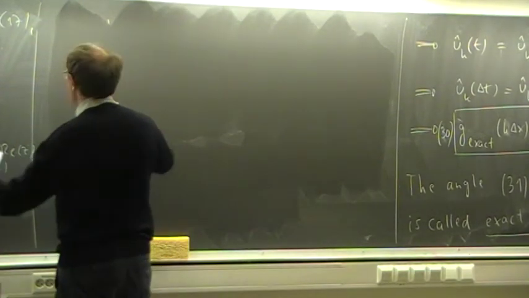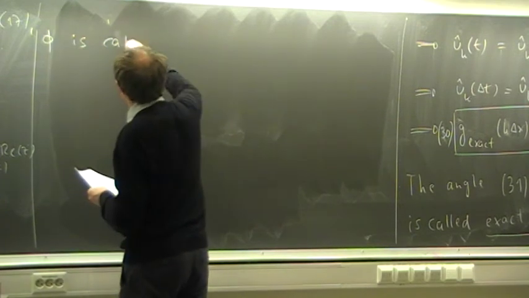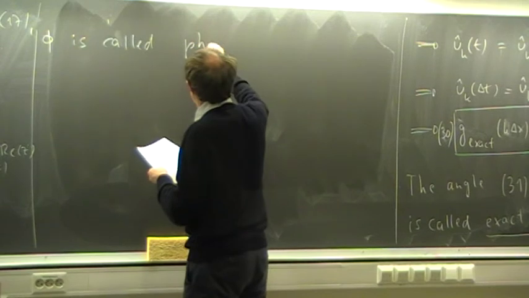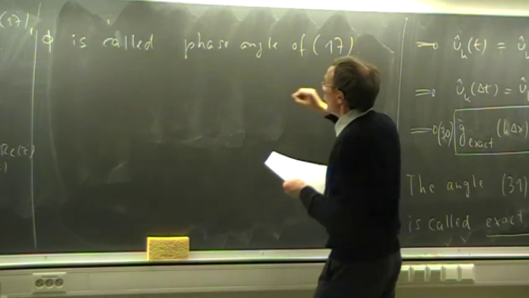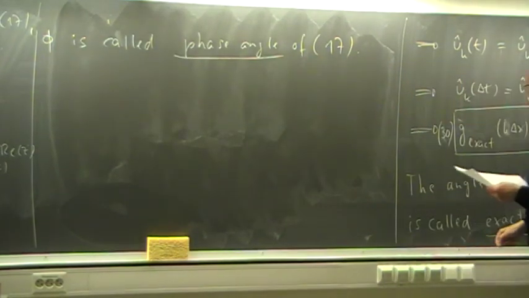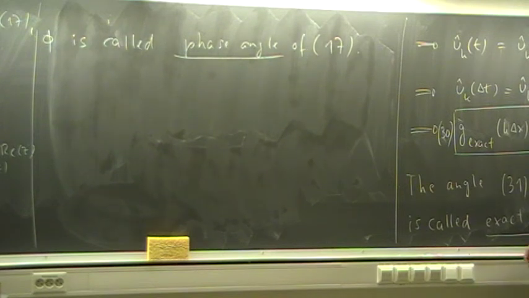So this phi that we have here is called the phase angle of the explicit upwind method. Then we can compare that with the exact phase angle. That will tell us something about the dispersion error. The modulus tells us something about the dissipation error, that the amplitude gets damped, which it should not. And the phase angle tells us something about the error in the propagation speed, the dispersion error.